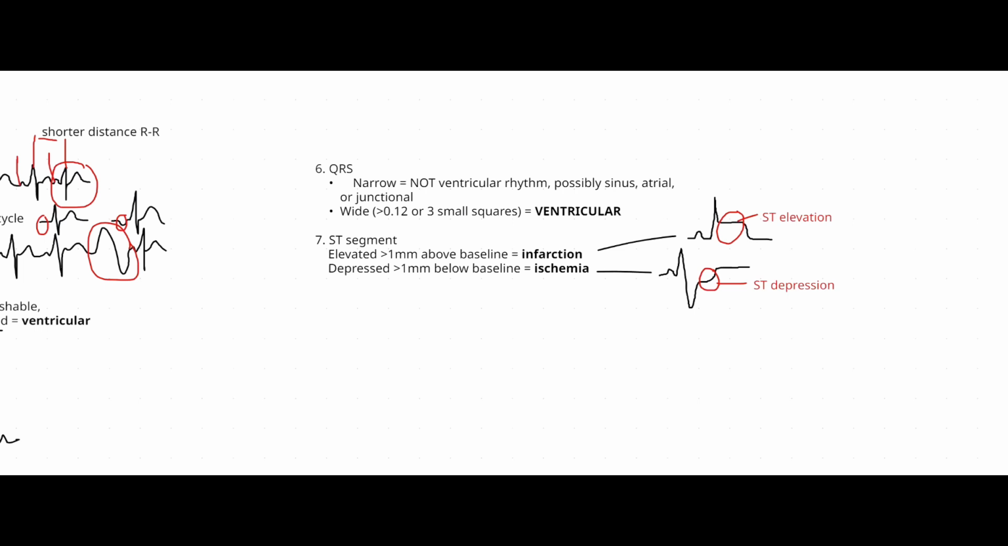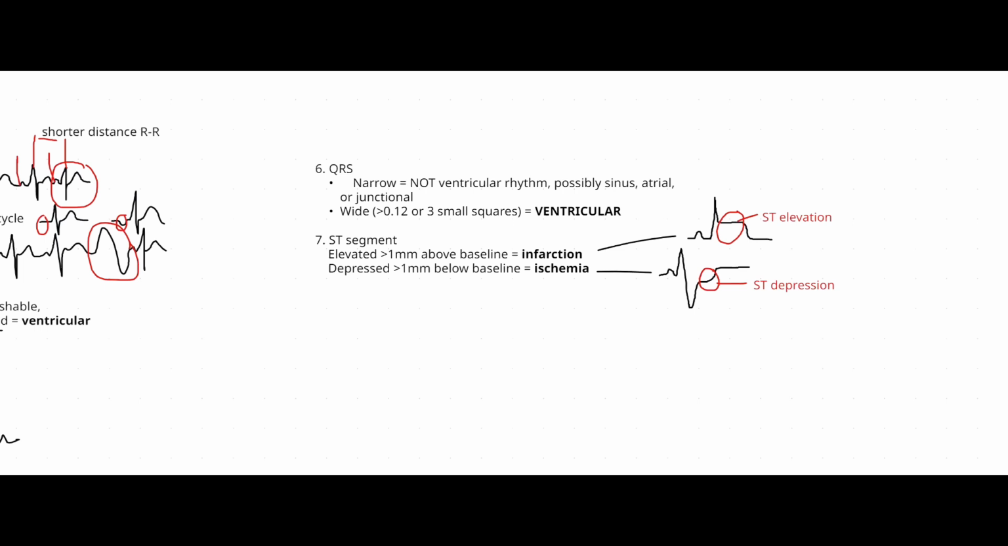And then we had talked about the T already, right? So the T wave, is it normal? Or is it peaked, meaning too tall? Or is it inverted or flat? And so again, if it's too tall, either hyperkalemia or infarction.